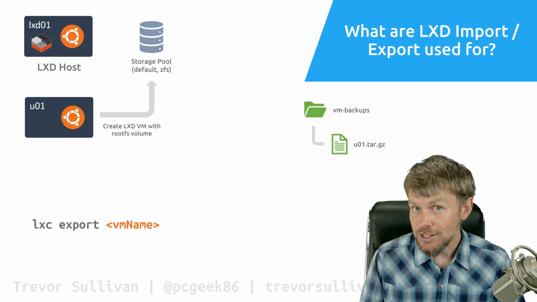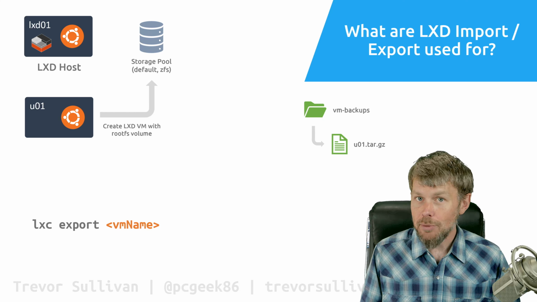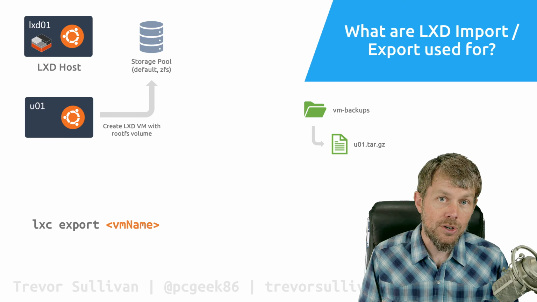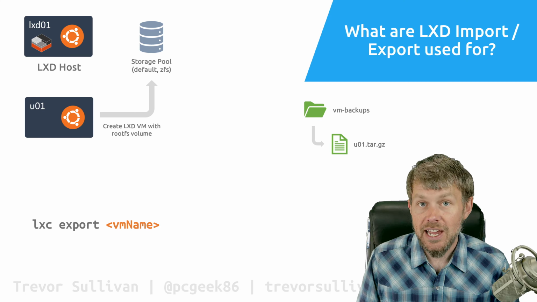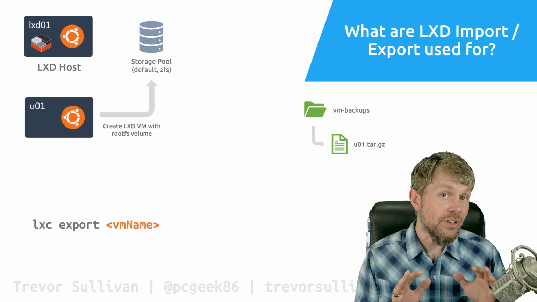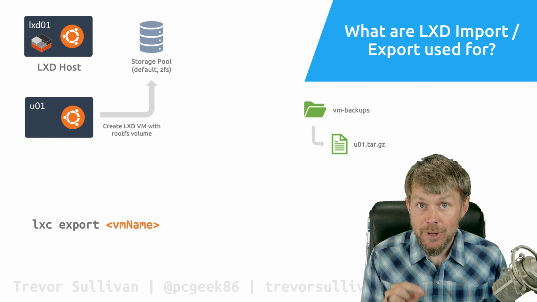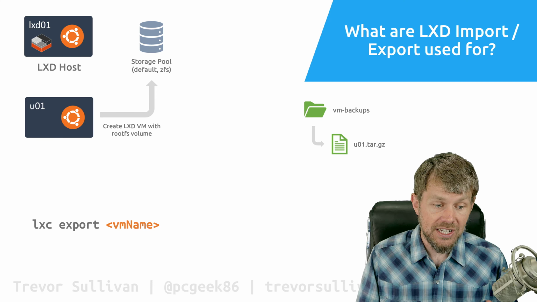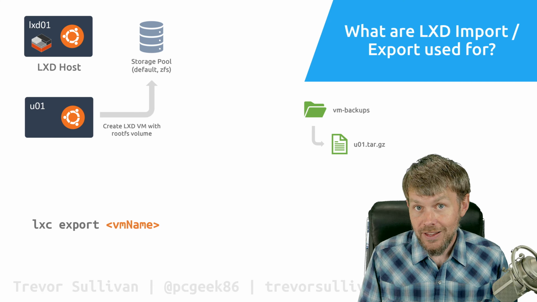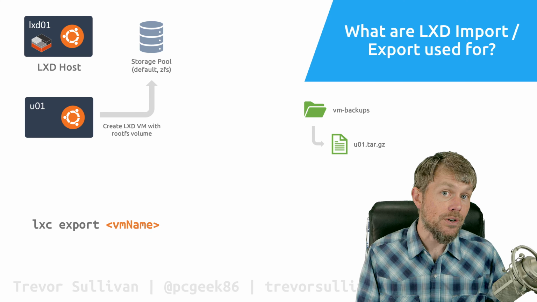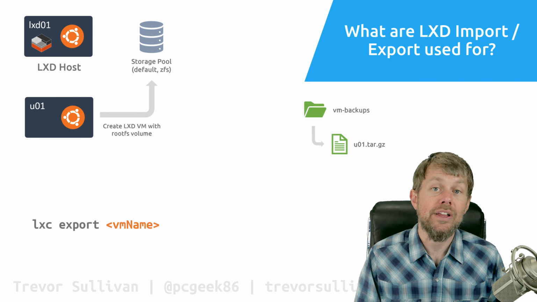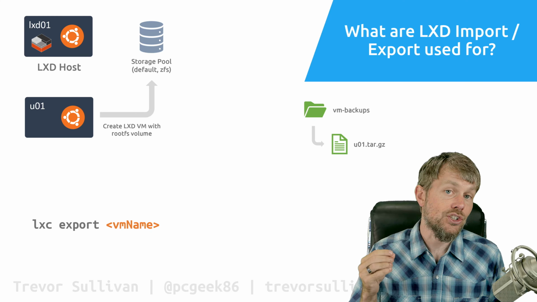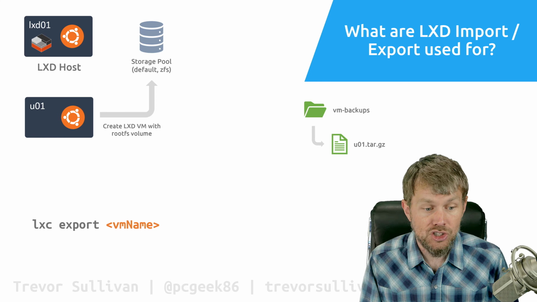Now, LXC export is a really simple command. There are a couple of optional arguments or parameters that you can pass in to the export command, but all you really have to specify is the name of the virtual machine that you want to export on the LXD host. Now remember that LXC and LXD work together, LXC being the command line tool and LXD being the service that's actually running and managing your virtual machines.